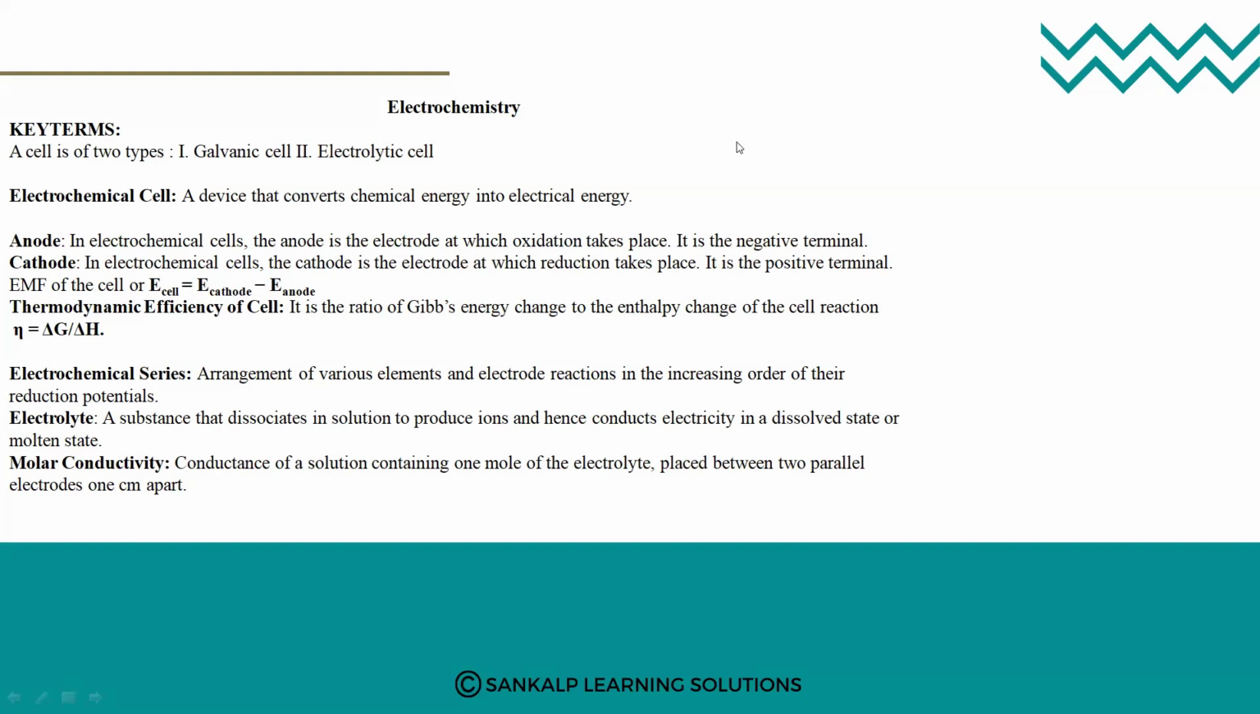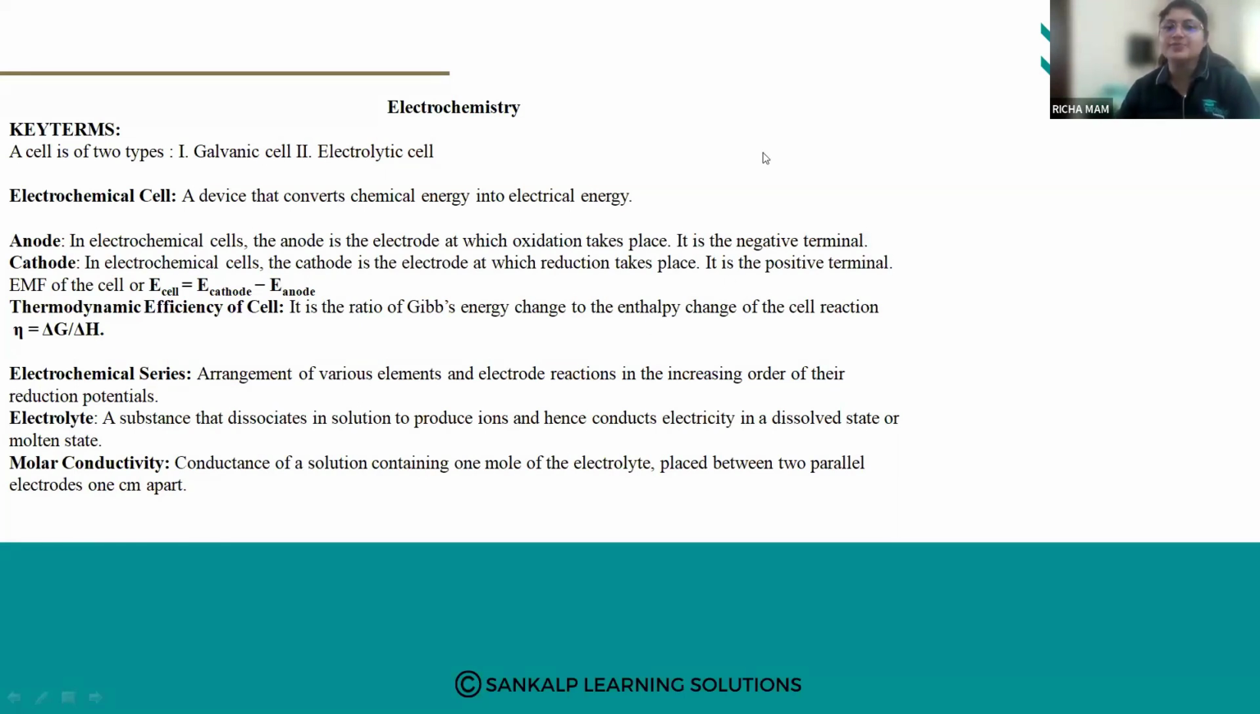What are the terms which are involved? In the electrochemical cell, there is one anode and one cathode. Anode is the negative terminal and cathode is the positive terminal. At the negative terminal, oxidation will take place. What do you mean by oxidation? Oxidation means loss of electrons, or addition of oxygen or removal of hydrogen.